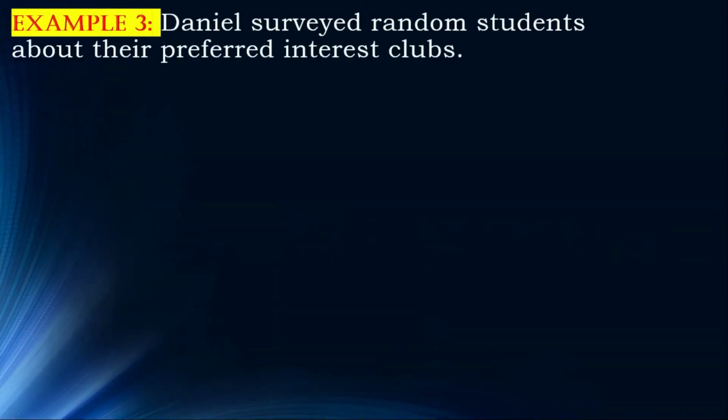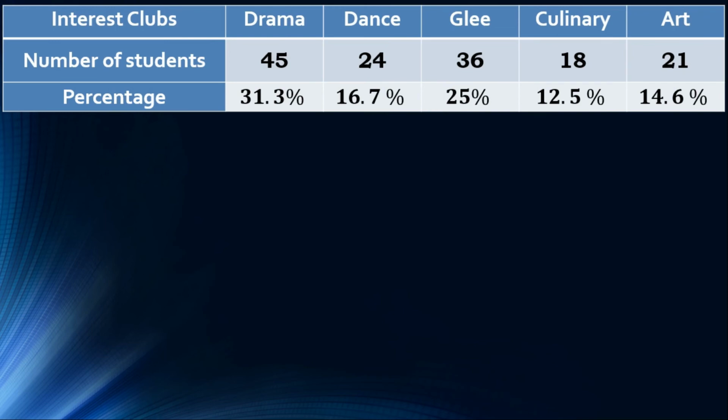Example 3. Daniel surveyed random students about their preferred interest clubs. So, ito yung ating data. Interest clubs, it's the number of students. So, meron tayo dito mga clubs. Drama club, dance club, glee club, culinary club, and art club. Ito yung number of students, 45 ang sumali sa drama, 24 naman sa dance, 36 sa glee, 18 sa culinary, at 21 students sa art.